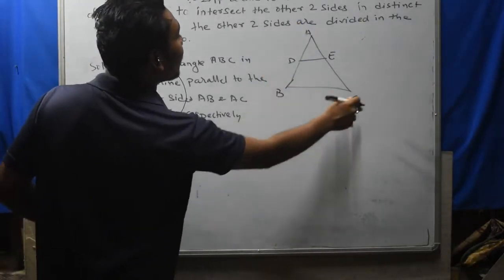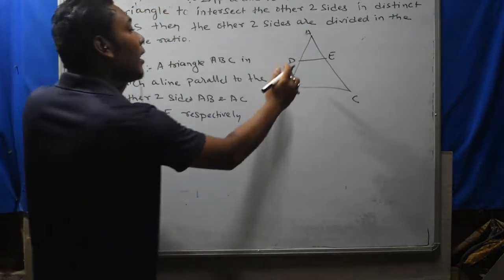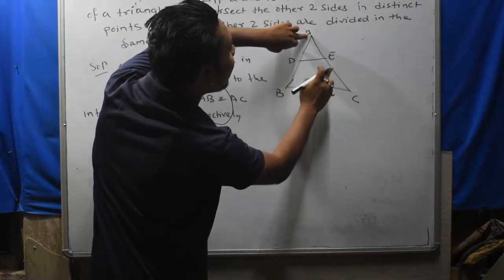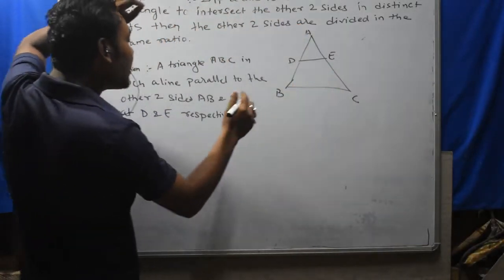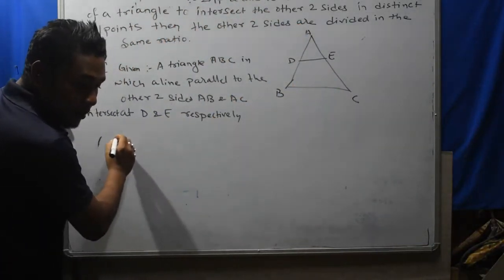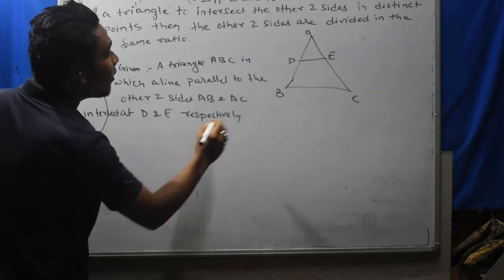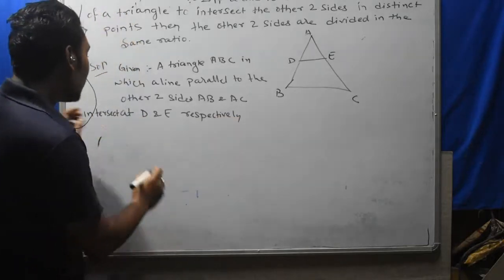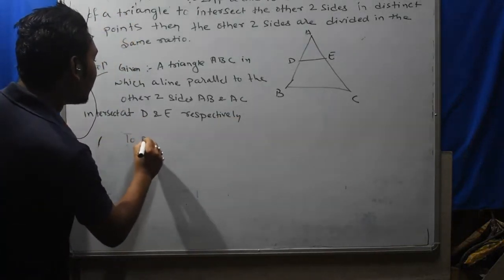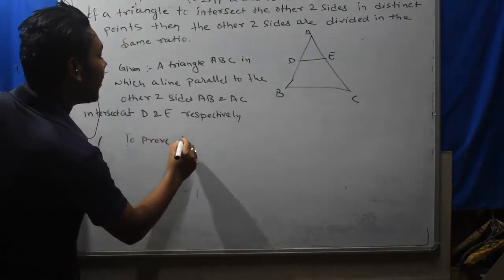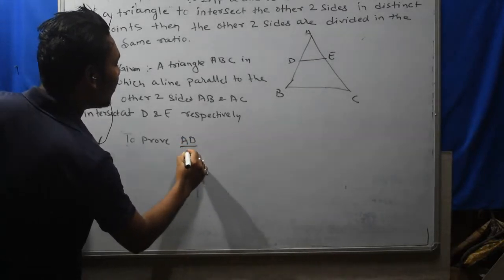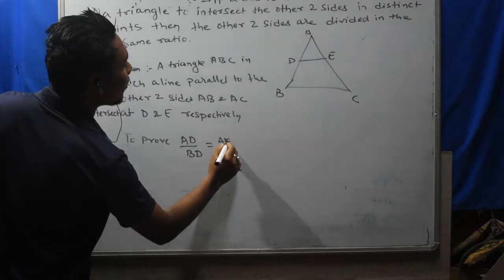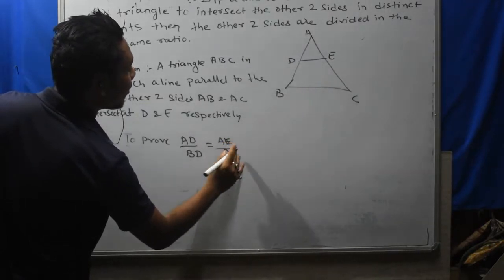So ABC is a triangle where D intersects AB and E intersects AC, such that DE is parallel to BC. So we need to prove AD by BD is equal to AE by EC.